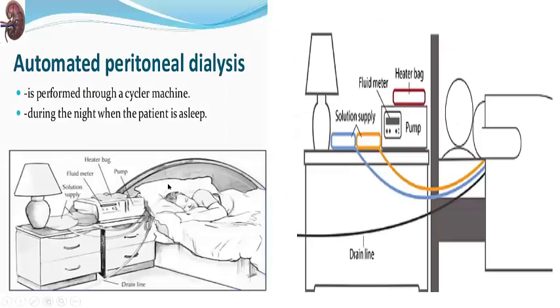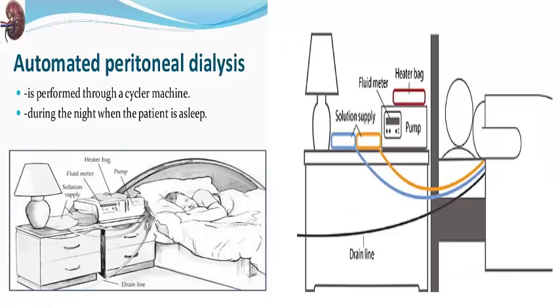See, this type of machine they use performs through a cycler machine during the night when the patient is asleep. There is a heater bag, a fluid meter, a solution supply and a pump. Solution supply means the source material goes into the peritoneal cavity and after some dwelling period, it drains into this bag. This is a drain line. Okay. The advantage of this procedure is the patient can perform it at night only. While sleeping, the patient can sleep properly and the dialysis also occurs.